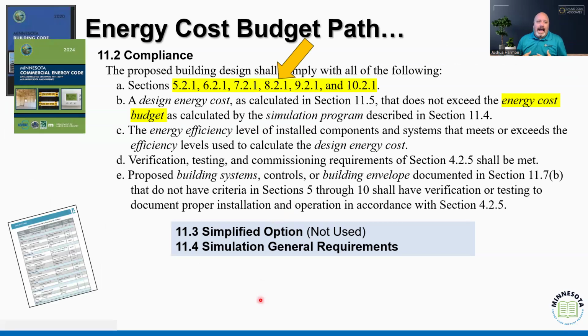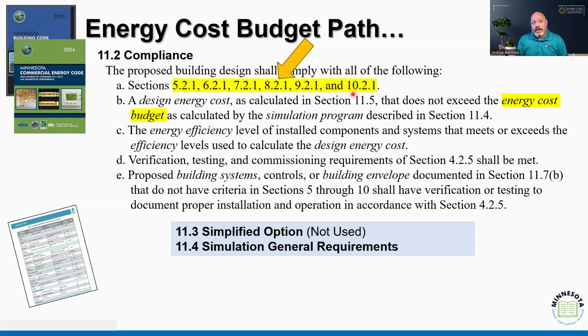That energy cost budget path, that compliance path, is going to be looking at, again, sections 8, 9, and 10, and how much it costs to operate that building. This is a cost calculation. That's why it's energy cost. How much does it cost to run this building over the course of a given year? It's an annualized calculation, and there's a lot of math behind it when we start talking about how the building operates in January versus July versus maybe September, right? We're going to look into those climate zones and those different values, again, looking at operating requirements and expectations.